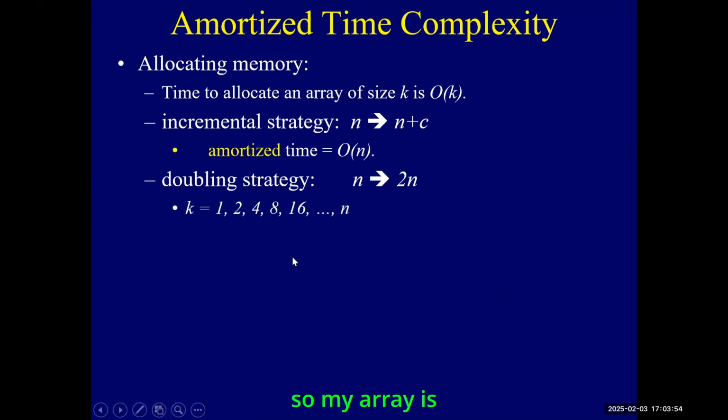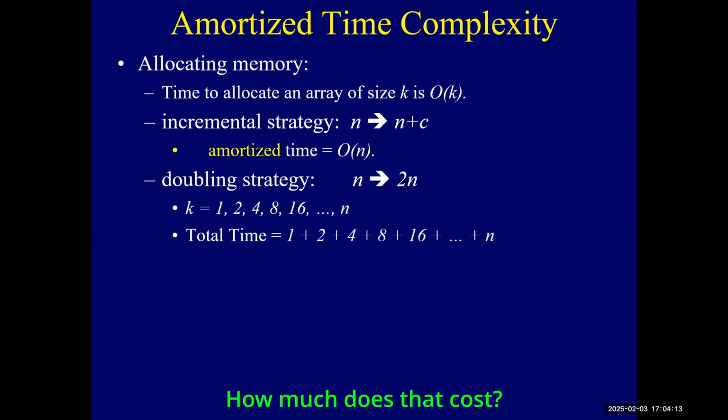So my array is at first of size 1, and then it's 2, 4, 8. It doubles, right? Everybody see it doubles until I get to n. That's when I need to allocate space, right? How much does that cost? That costs the sum of this. Anybody know what this sum adds up to?